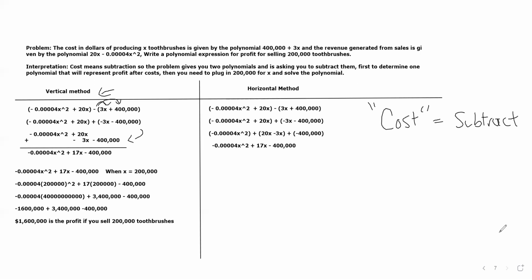Like there was no x squared in the second polynomial, so I didn't put anything underneath it, which means that this just went straight down, right? And it didn't have to do anything with it. The 20x and the minus 3x resulted in a plus 17x.